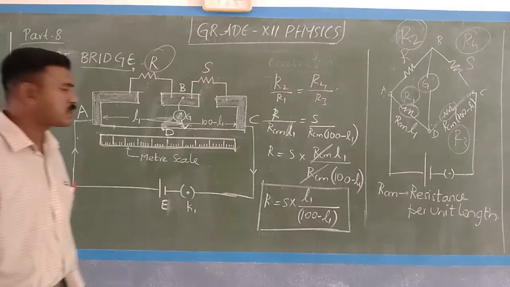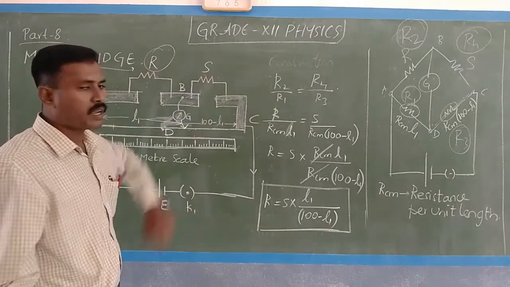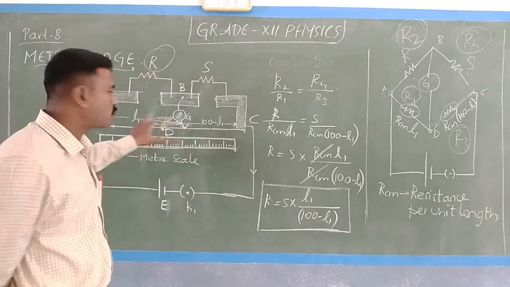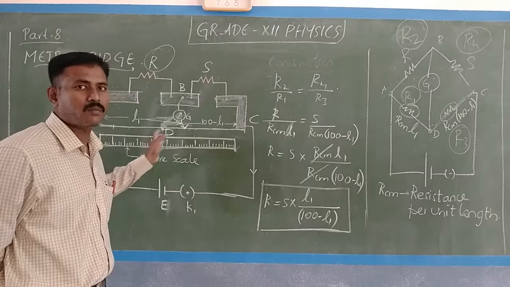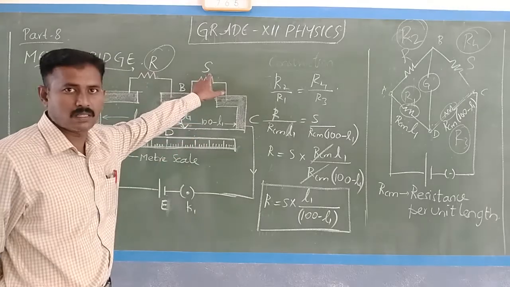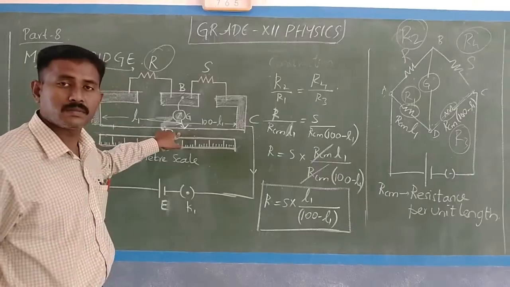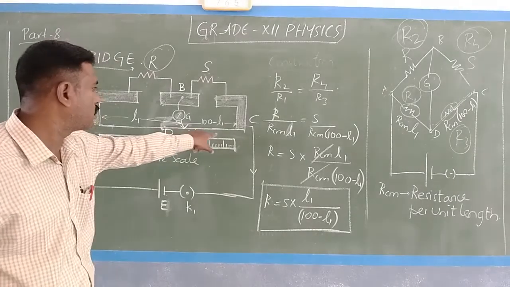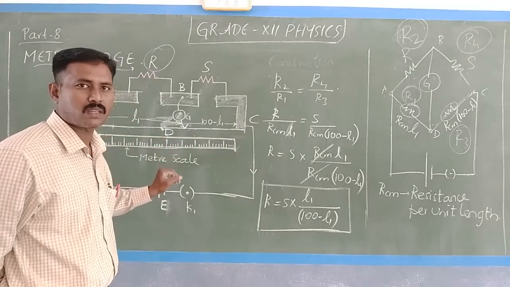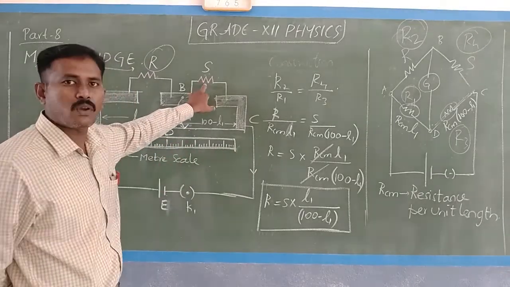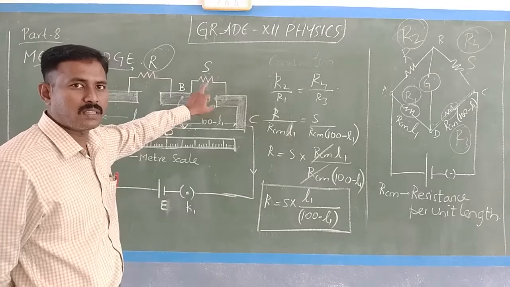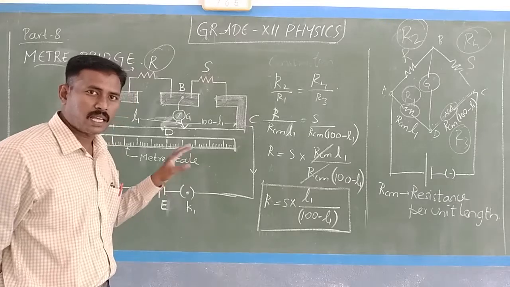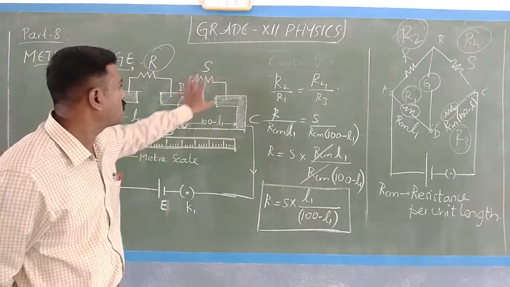There are some restrictions for this standard value, because how far we can move this jockey to the left side and right side is based on the value of S. If the deflection takes a very long length to reach null deflection, then the standard value of S is very important. This S restricts the length value also. To keep this L1 in a middle range, the S value is very important.